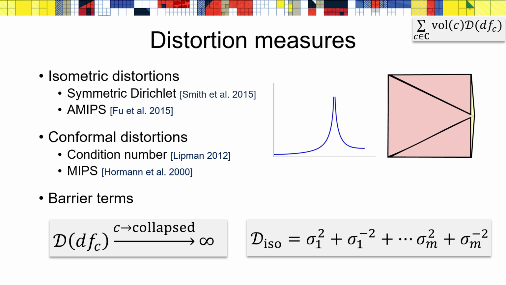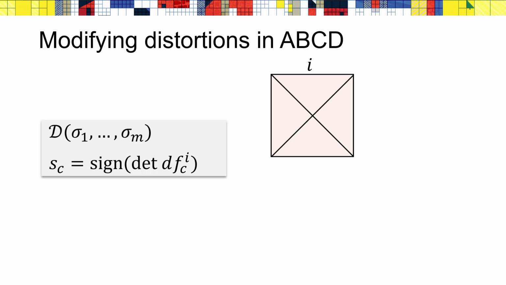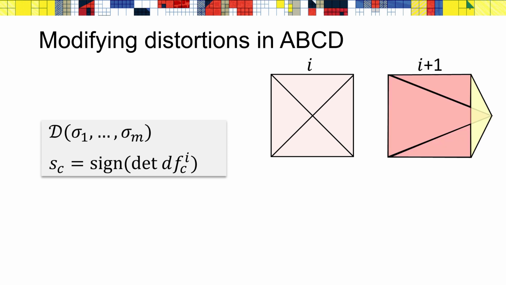Therefore, we aim to modify the existing energy in such a way that both tasks of fixing invalid simplices, that is inverted or collapsed elements, and preventing generation of new ones are possible within the same procedure. We modify the distortion energy according to the geometric configuration of the mapping obtained in the previous iteration. So we denote by S_C the orientation of the simplex C at the previous iteration i, and assume the following deformation at iteration i plus 1.